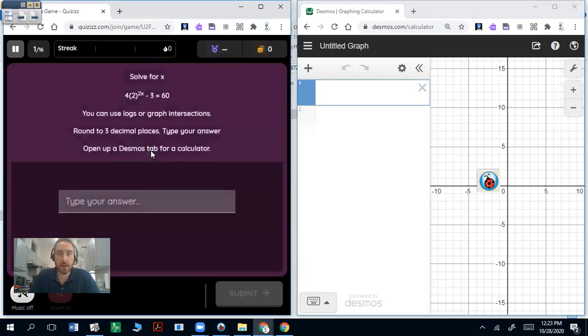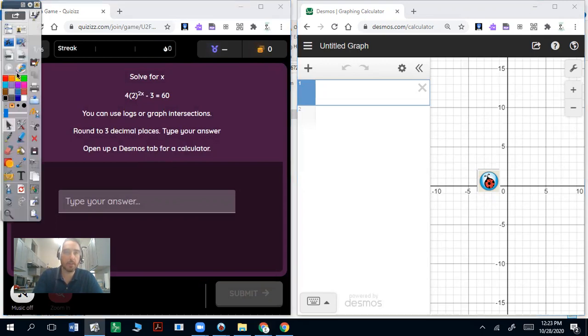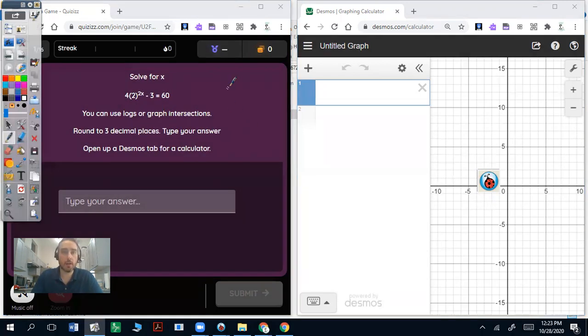Question 1, solve for x. 4 times 2 to the 2x power minus 3 equals 60. We're going to do 4 times 2 to the 2x. We're going to add 3 to 60, so we're going to say equals 63. Then we're going to divide by 4.